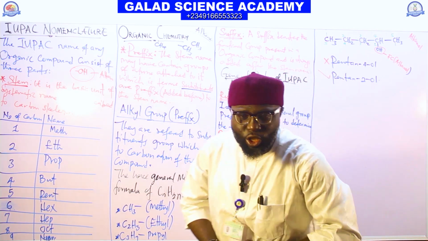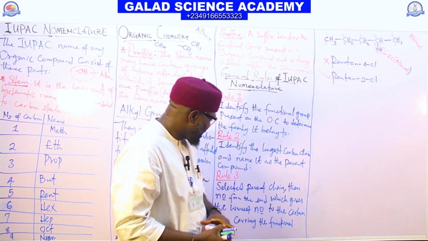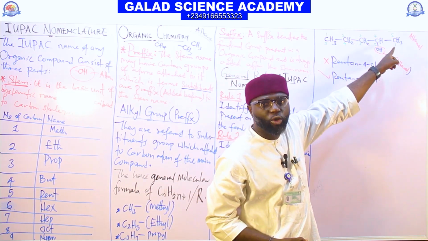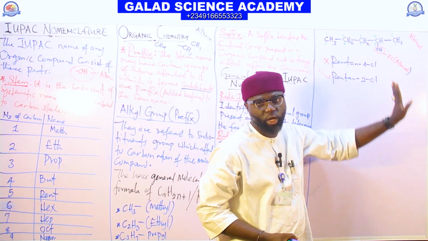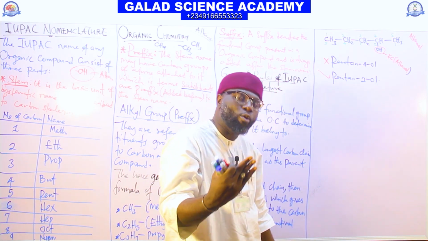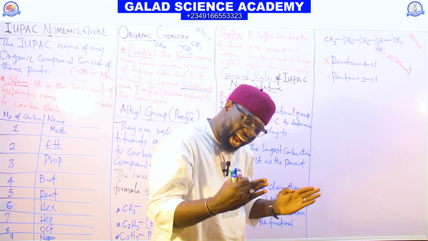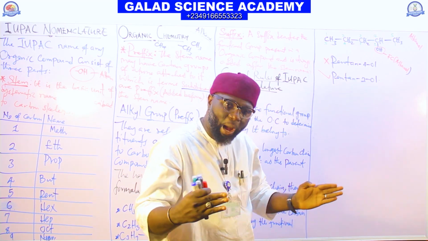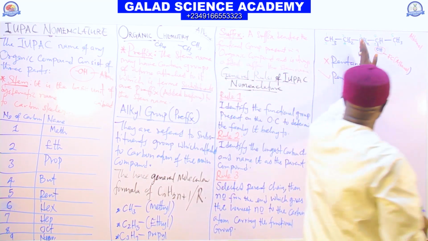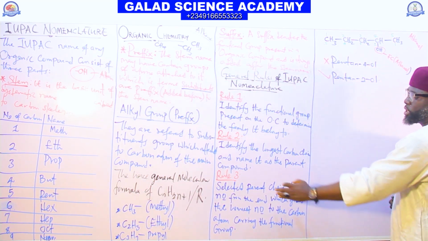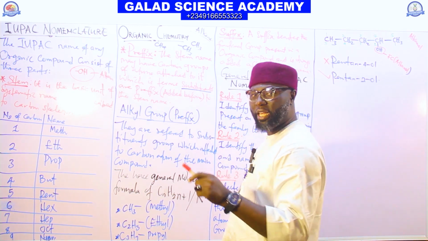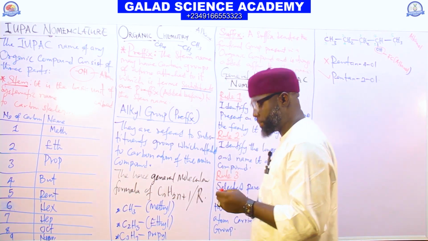You need to consider the lowest number for the carbon containing the functional group. It tells you that you will start your naming from the side with the lowest number for the carbon atom that contains the functional group. This is the application of rule 3.